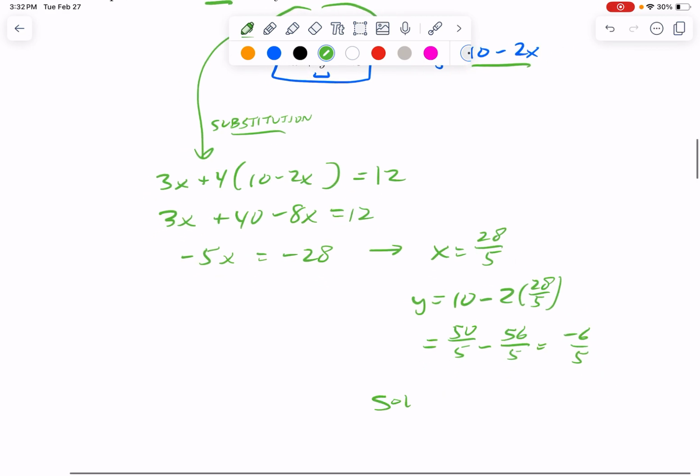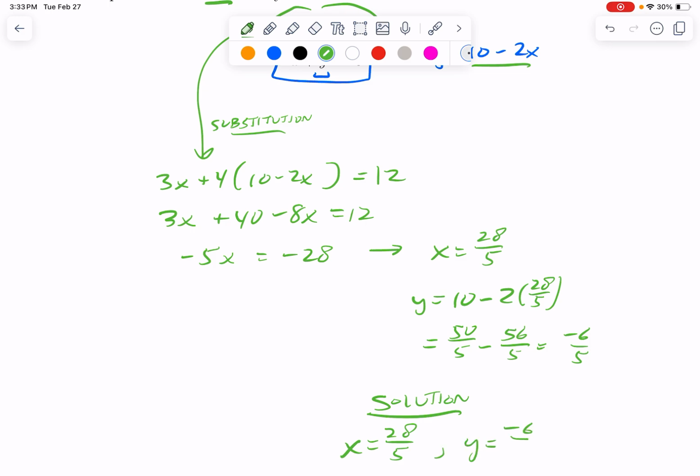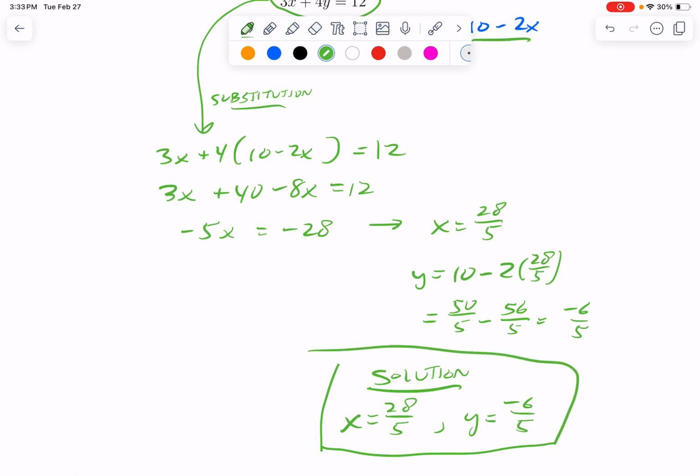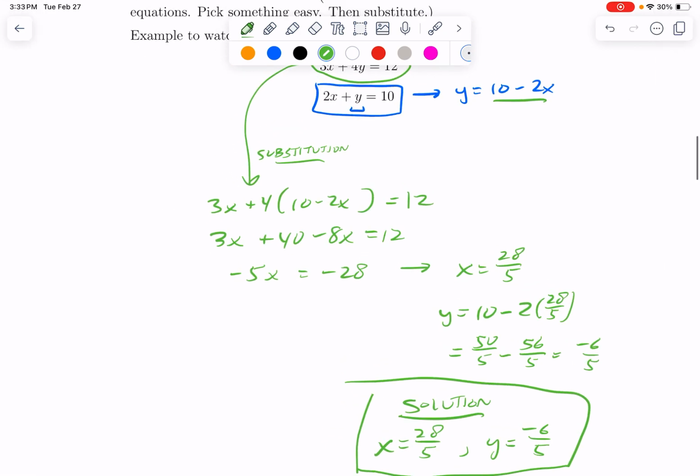So our solution here, this is one solution. What is x? What is y? Even though it's two numbers, that is a single solution. This is the combination of values where both of those equations are true at the same time.